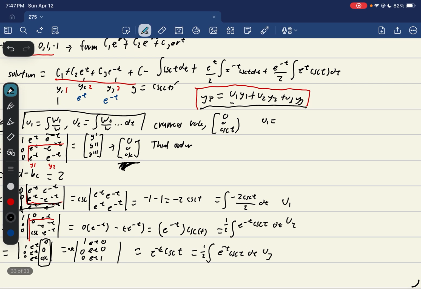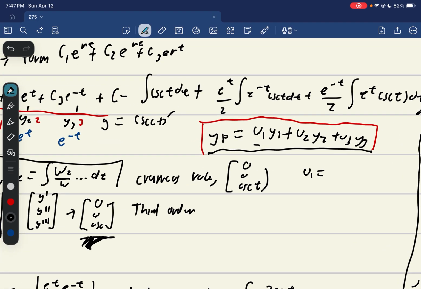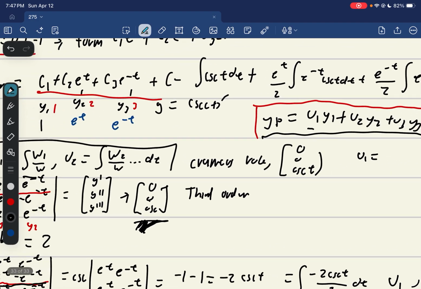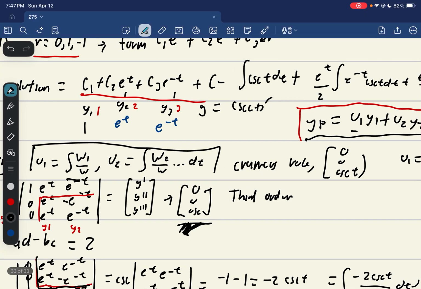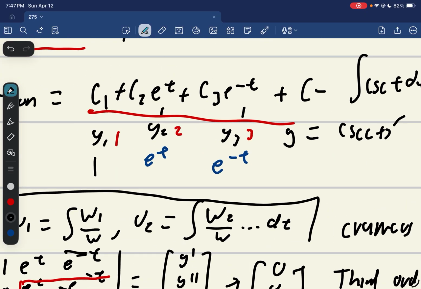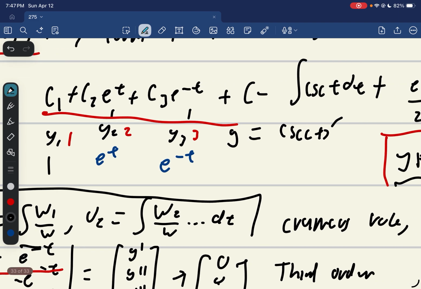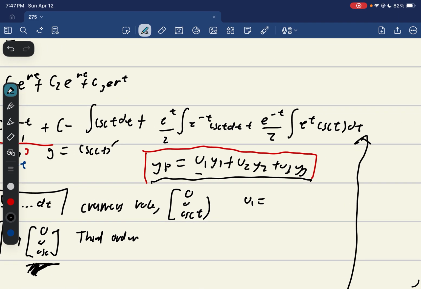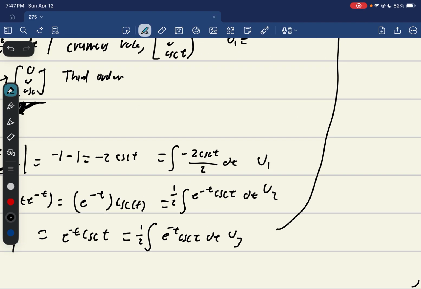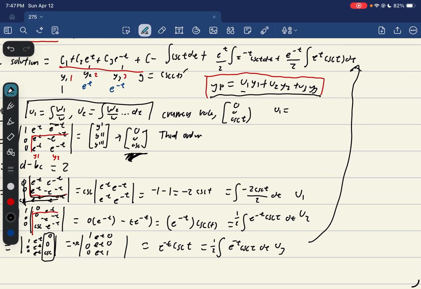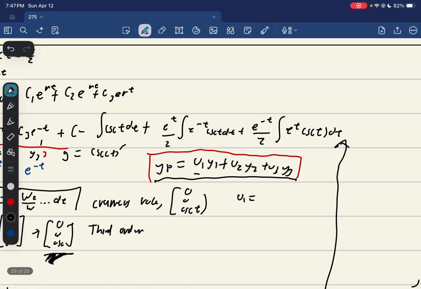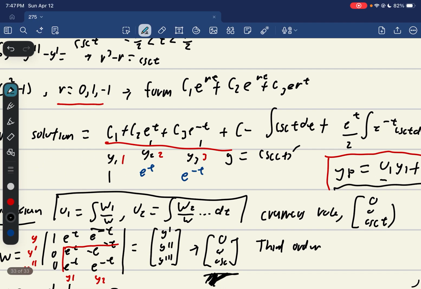All we do is plug them back into our top formula right here, the particular solution. Since we already have y1, which is just 1 because there's nothing in front of c1, y2 is e to the t, and y3 is e to the negative t. We plug it in here and multiply it with each of u1, u2, and u3 that we found down here. And this is our solution.